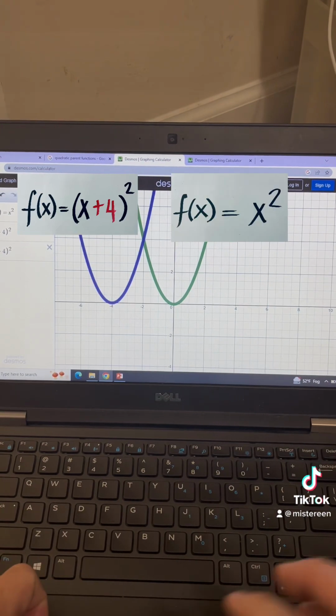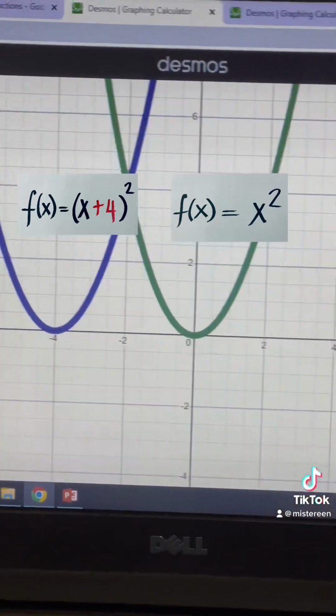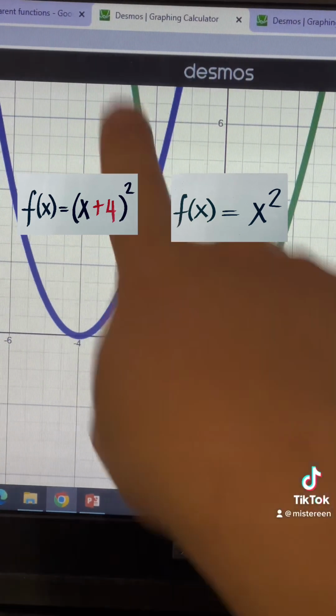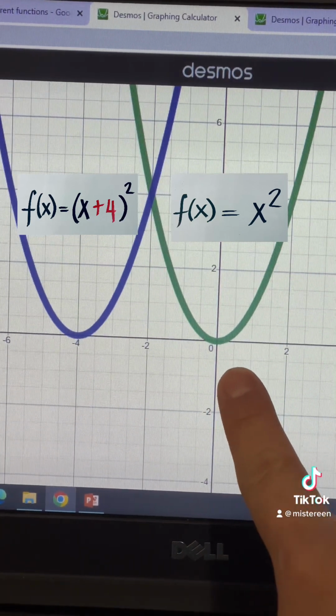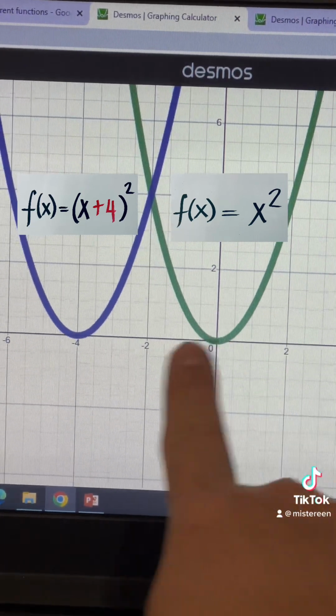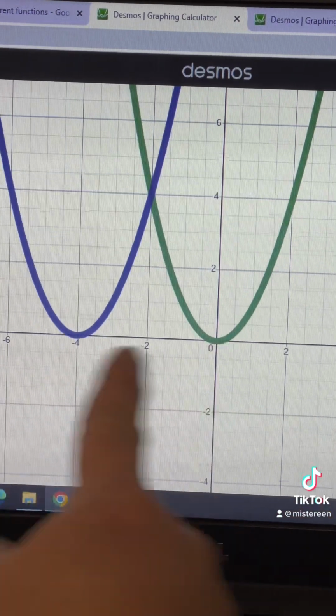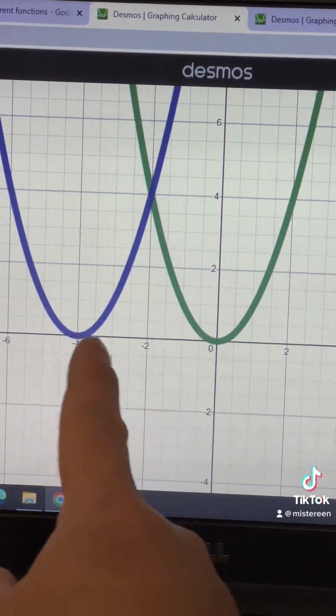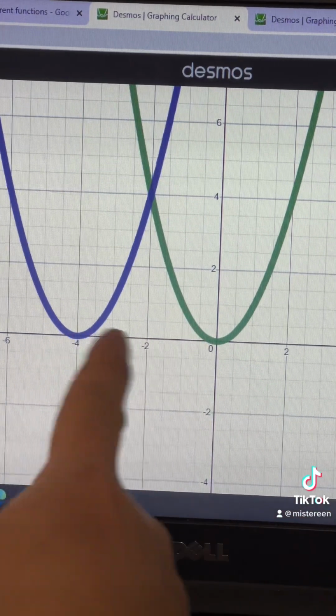All right, as you can see, the graph from your parent function, x squared, if you add a number to x, I'm adding a number to x only, so that's why you have a parenthesis, x plus 4. The graph moved 4 units to the left. So if you add a number, that graph will move 4 units to the left.